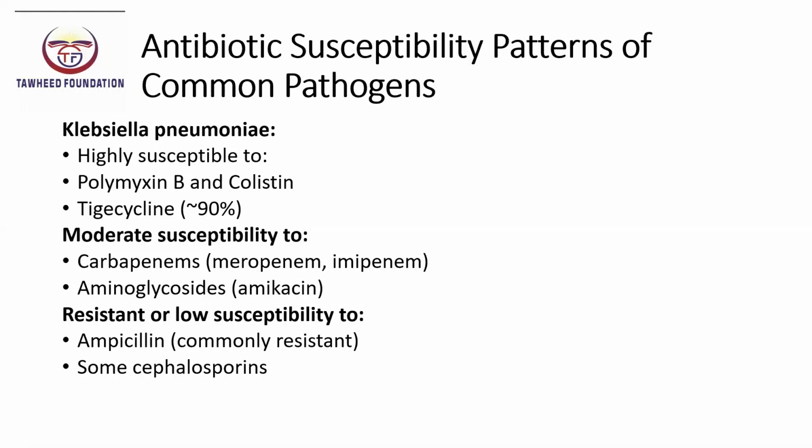Carbapenems like meropenem and imipenem remain effective options, particularly for severe infections, though resistance is emerging. Levofloxacin and ciprofloxacin represent moderate options, but resistance is rising, especially in hospital settings. Ceftazidime and cefoperazone also exhibit moderate efficacy. Unfortunately, ampicillin and amoxicillin see very high resistance rates, rendering them largely ineffective for Klebsiella infections.